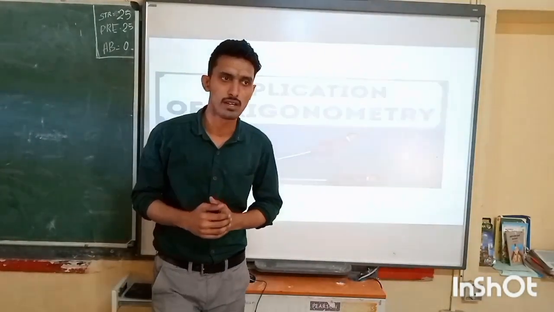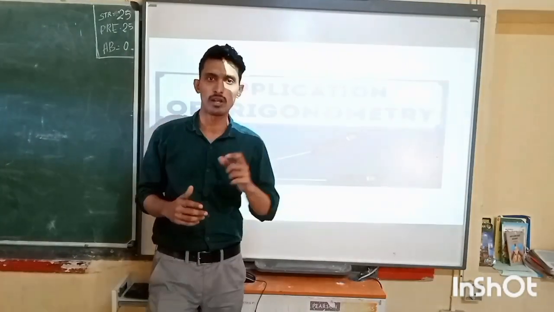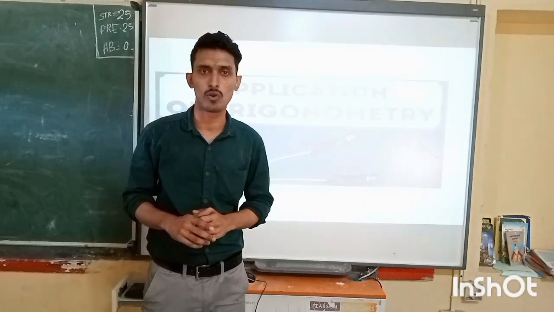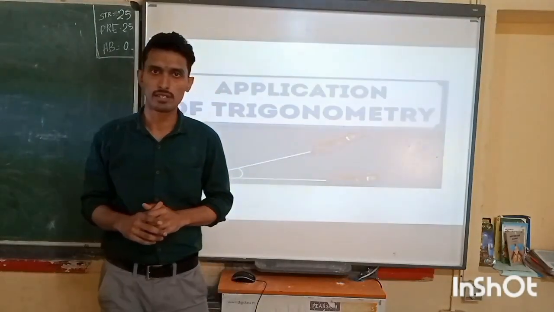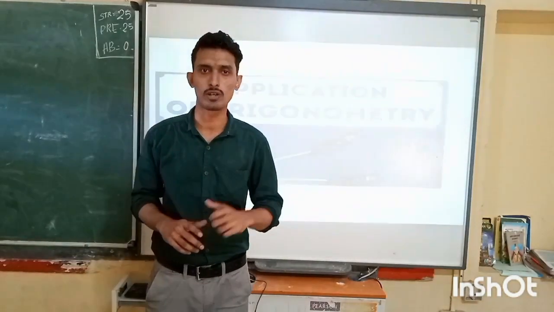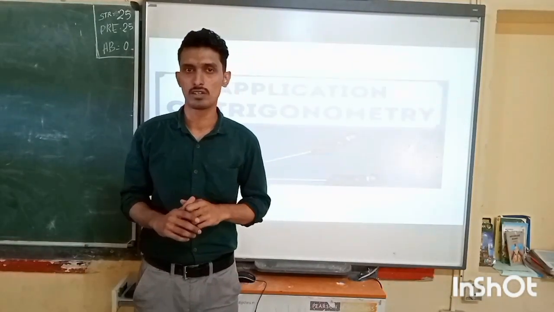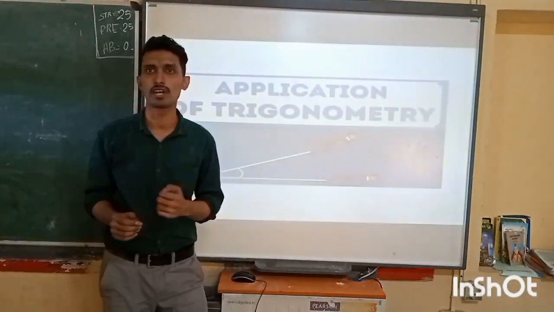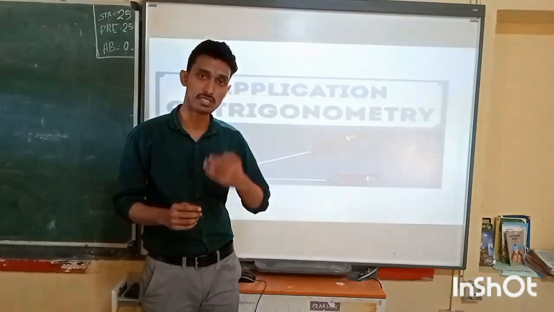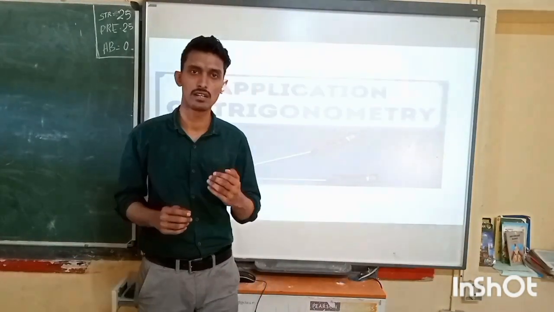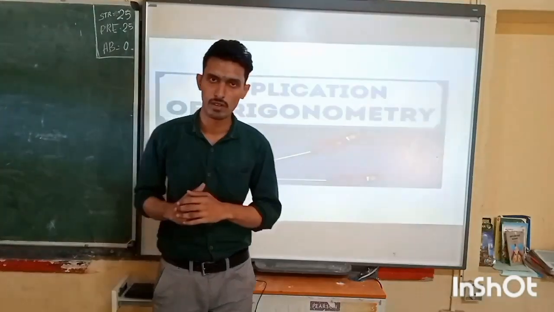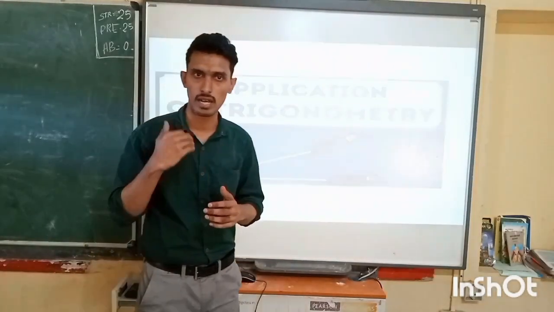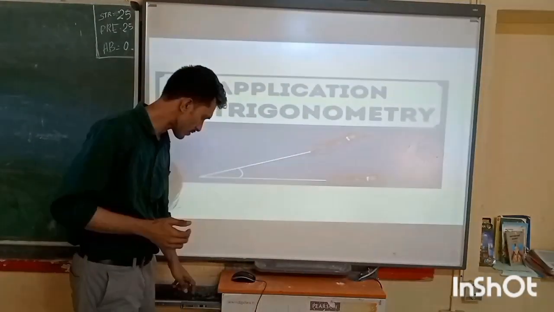And as you all know, in trigonometry there is a peculiarity: we will be only discussing the concept of right triangles. Trigonometry is only applicable for right triangles. So how we can apply these concepts in right triangles, and how we can find the height and distances of these triangles, that is what we are going to discuss now. So this is the heading of the chapter, application of trigonometry. Let me directly go into the concept.